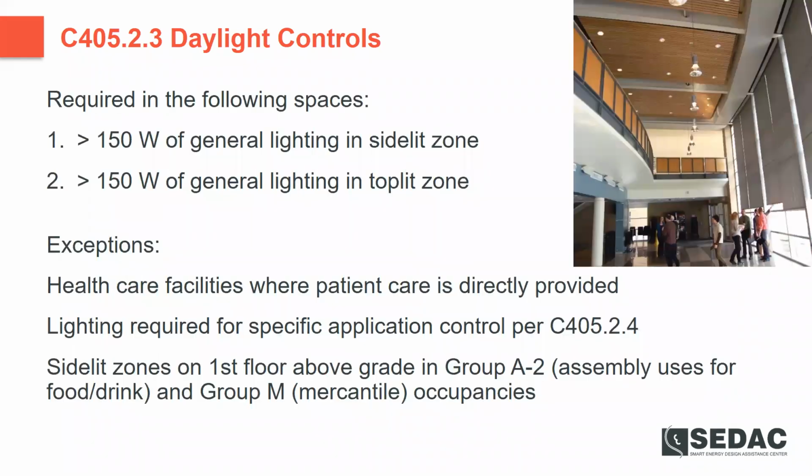When you do install daylighting controls, they are required in spaces with greater than 150 watts of general lighting in a side lit or top lit zone. Again, there are exceptions for specific spaces: healthcare facilities with direct patient care, lighting for specific applications, or side lit zones on the first floor in a mercantile or food and drink type space.